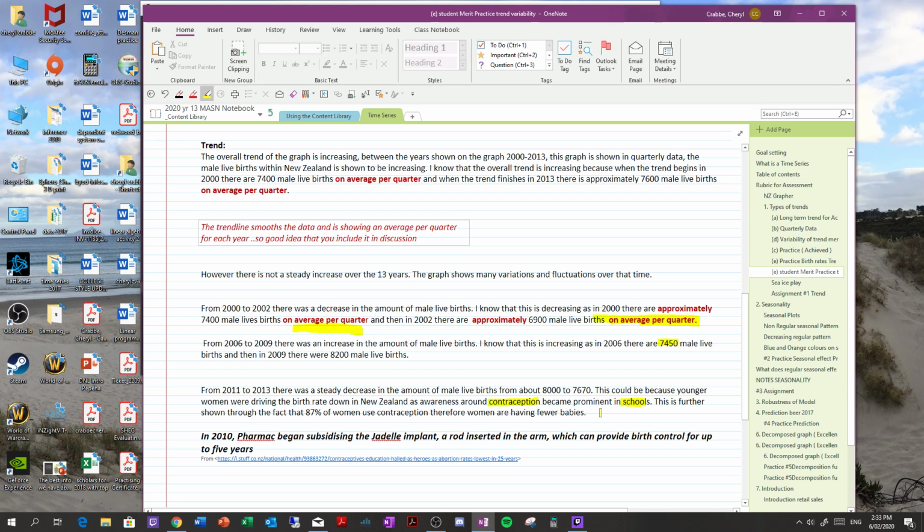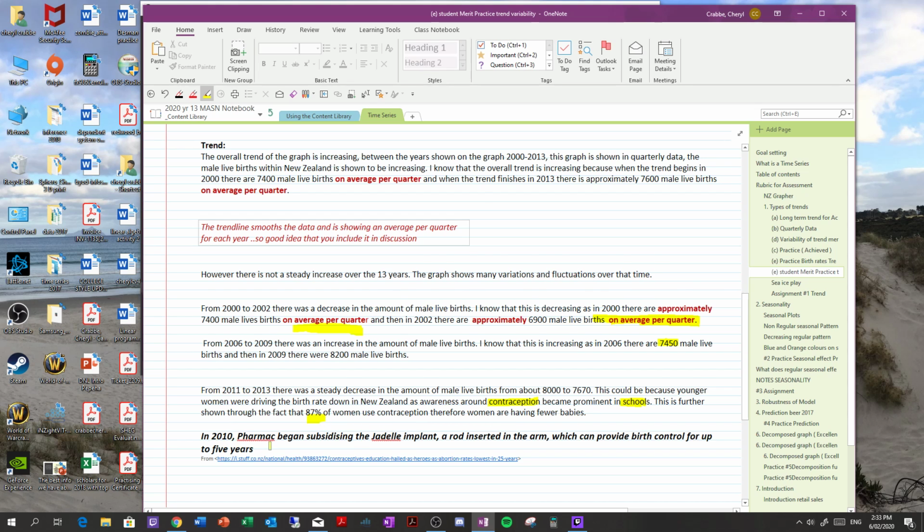And could you find some reason why there's a decrease? And again, is it a decrease overall of males and females, not just males? This is further shown by the fact that 87% of women use contraception, therefore women were having fewer babies. Is that true of that particular time?